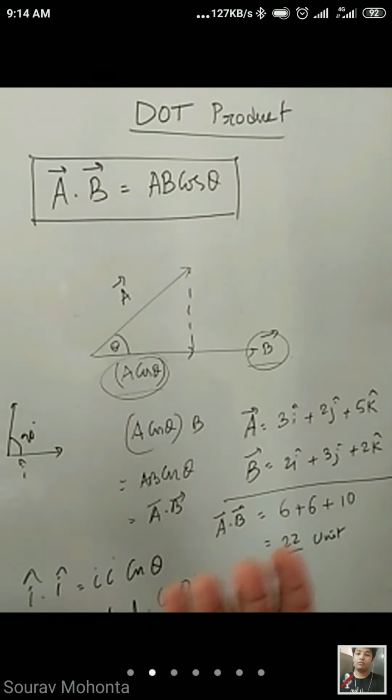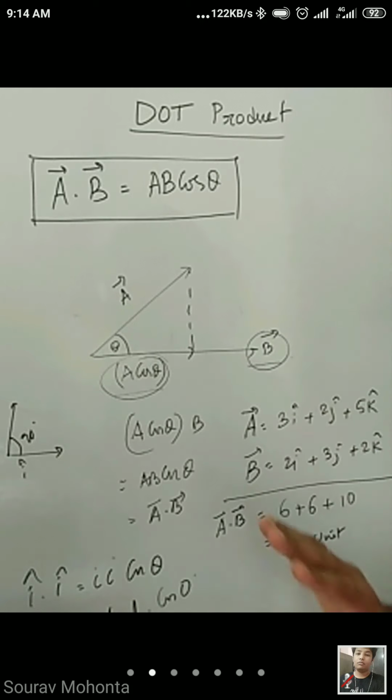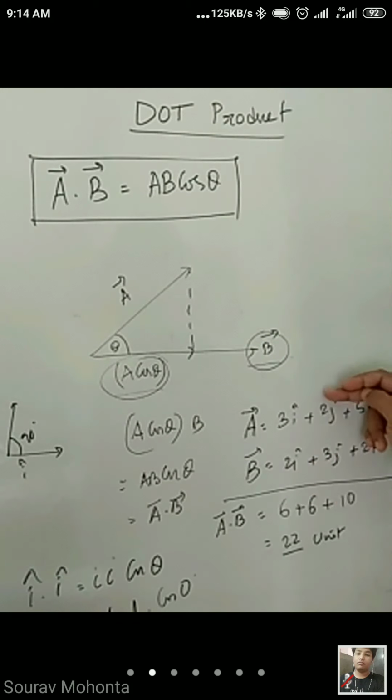and similar dots will be 1. So ultimately the dissimilar dots vanish and the similar dots become 1. Therefore the result will be only the product of the magnitudes, that is 3 into 2, 2 into 3, 5 into 2. So ultimately it will be 22, just a value, and that is why the dot product is called a scalar product. Okay, so this is the formula of the dot product.